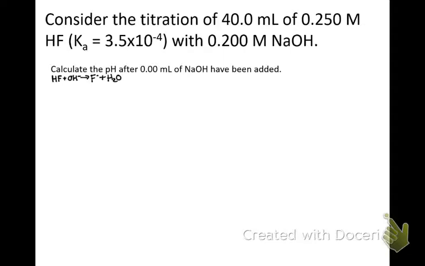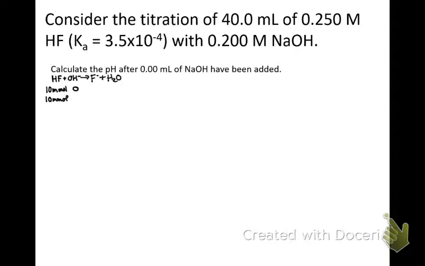So we also said that we have 10 millimoles of HF present in solution, and that we've added 0 millimoles, 0 times 0.200 molar, 0 millimoles of OH minus. So that means that after this reaction happens, or rather doesn't happen, we're going to have 10 millimoles of HF in solution. Okay, so now that we've done the neutralization reaction, now we need to calculate the pH of whatever is present in solution. So we've got 10 millimoles of HF and really nothing else.